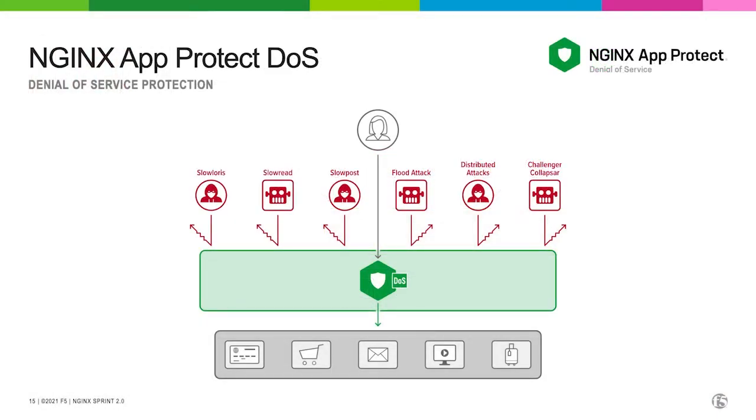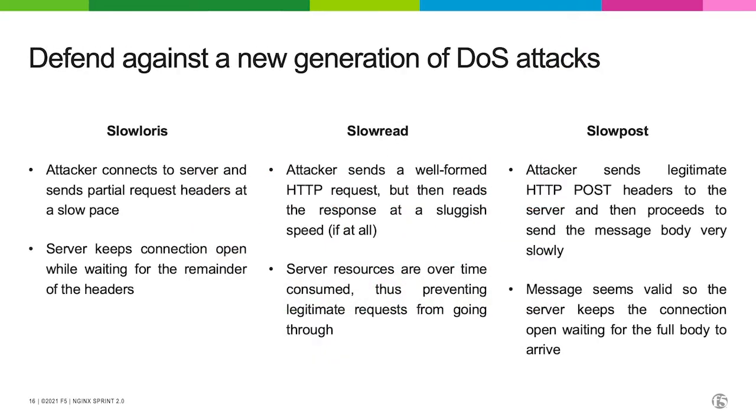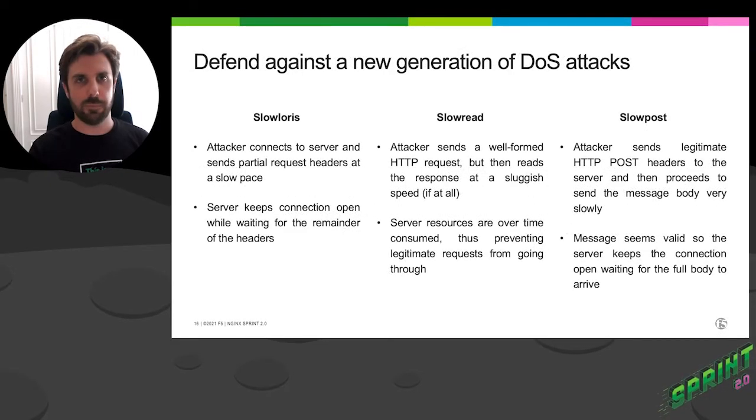Amongst 6 of the most common types of attack, you have 3 new generation attacks, which are the ones on the left here: slowloris, slow read, and slow POST. Then you have the more common types of attack, such as a flood attack, distributed attacks, or a challenge collapsar attack, amongst many others. But these 3 types of new generation DoS attacks are the key ones that NGINX App Protect helps you fight against, because they're very hard to detect. And that's where NGINX App Protect DoS user behavior analysis comes into play and manages to detect that something is up with these types of attacks.